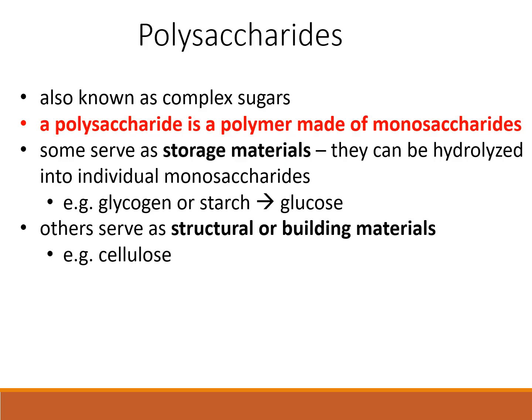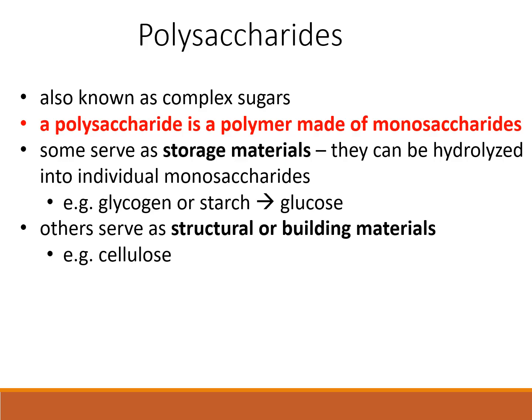Some polysaccharides serve as storage materials. In animal cells, glucose is stored as glycogen, and it's used as a future source of glucose and thereby a future source of energy. In plants, the analogous version of glycogen would be starch. In plants, they string a bunch of glucoses together to produce a storage material called starch.